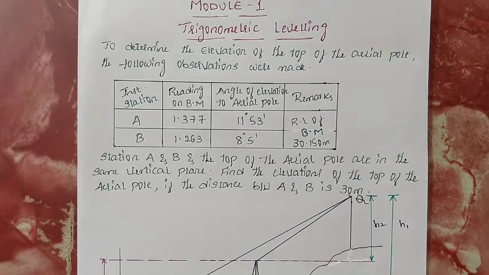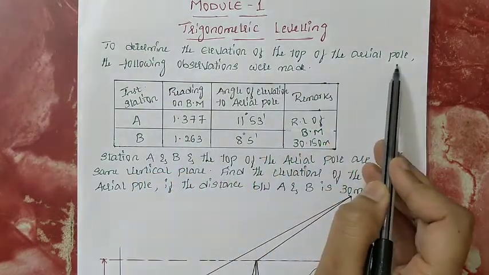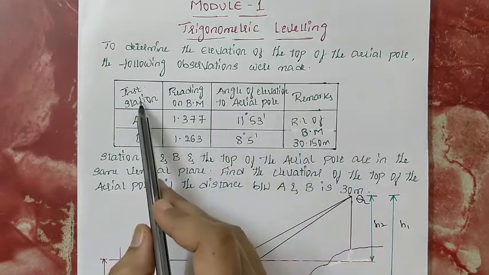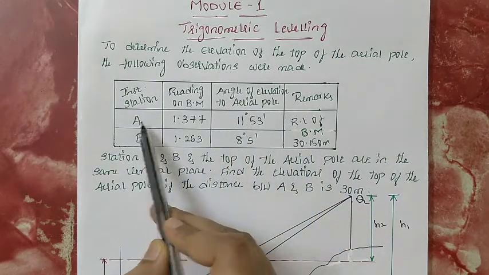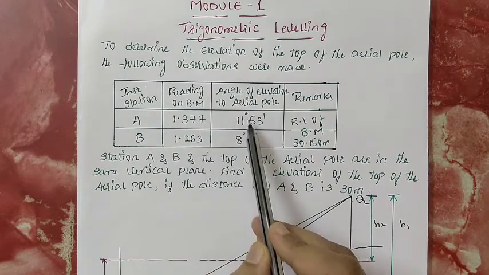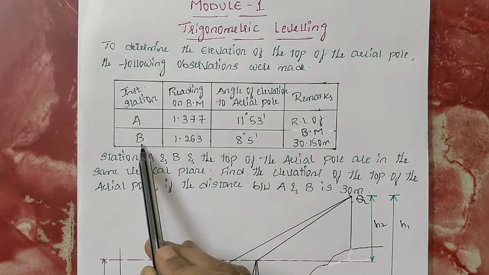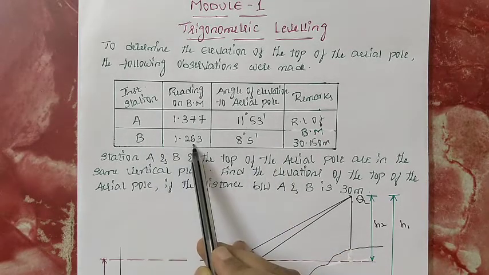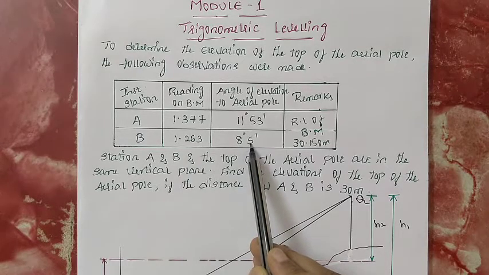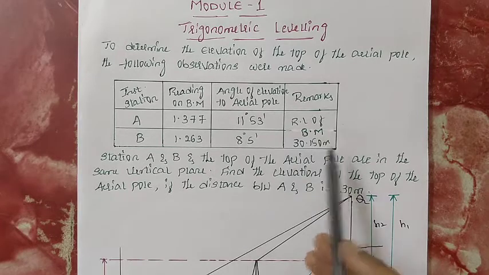Module 1, Trigonometric Leveling. To determine the elevation of the top of the aerial pole, the following observations were made. Instrument station at A, reading on the benchmark 1.377, angle of elevation 11 degrees 53 minutes. Instrument station at B, reading on benchmark is 1.263, angle of elevation is 8 degrees 5 minutes. RL of benchmark is 30.150 meter.